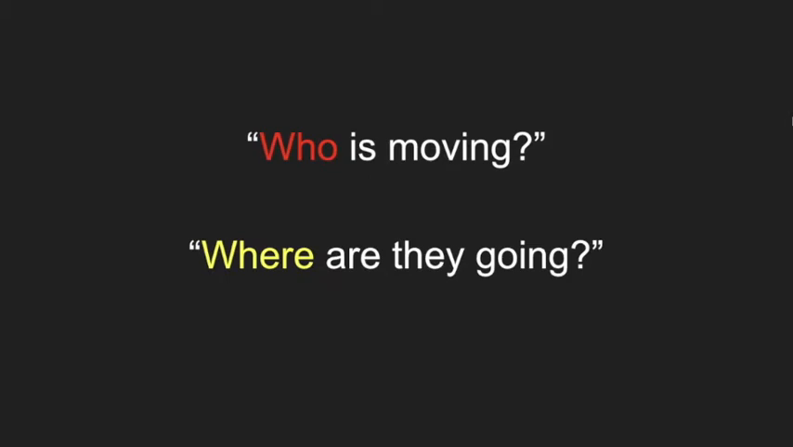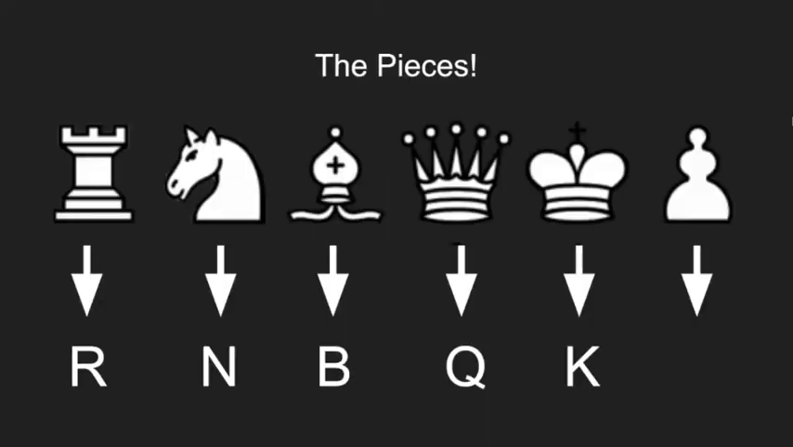So, how does it work? Well, in order to notate any chess move, you must first ask yourself two questions. Who is moving, and where are they going? Now, when I asked who is moving, I'm not referring to you or your opponent, I'm talking about the pieces on the board. What piece is moving, and what square they are going to. Keep both of these questions in mind as we dive into the specifics.